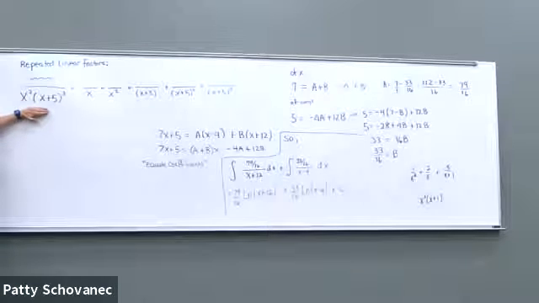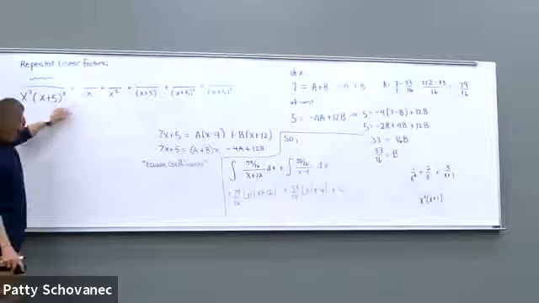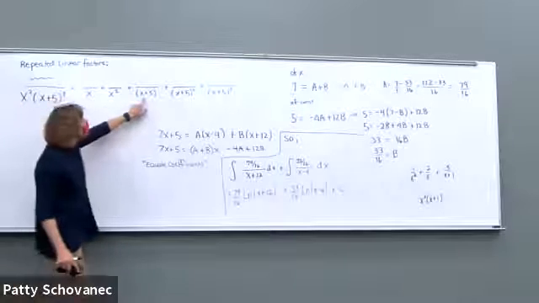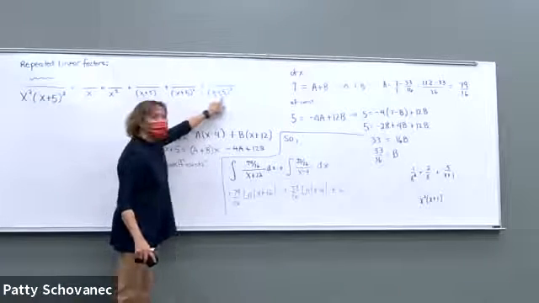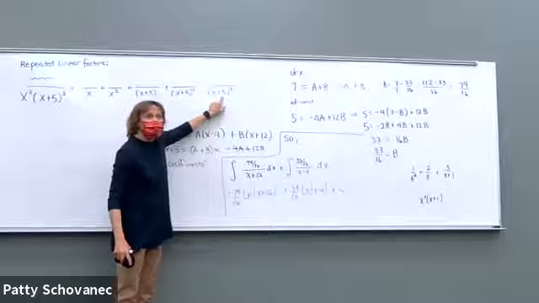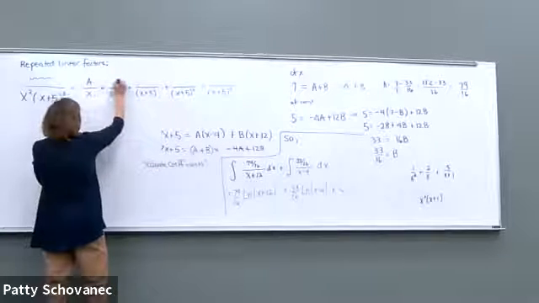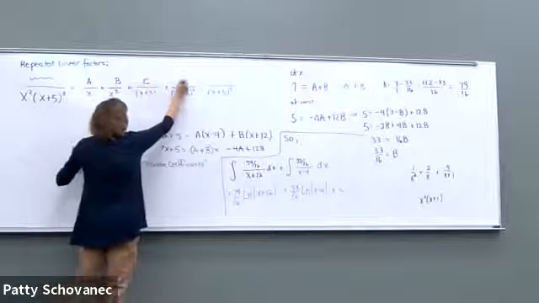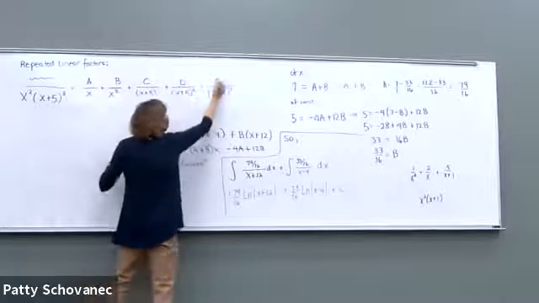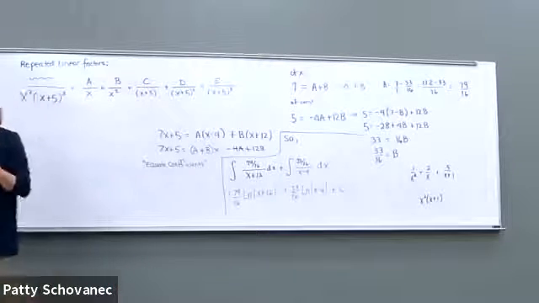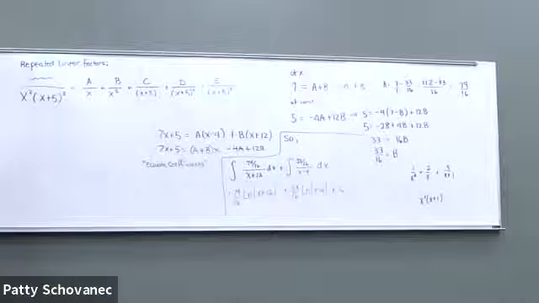There can't be other fractions mixed in there. When I say repeated linear factors, whatever this power is, you've got to have that linear factor climbing until you hit that power. And since they're linear factors, you're going to guess constants up here. That's the repeated linear factor decomposition rule.